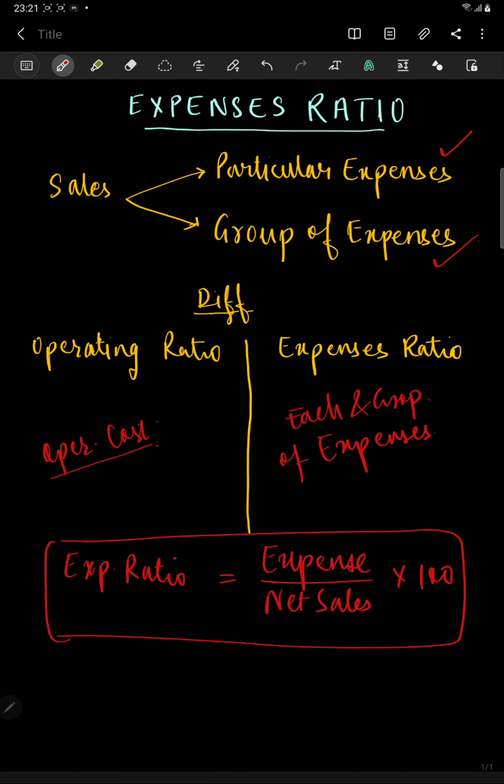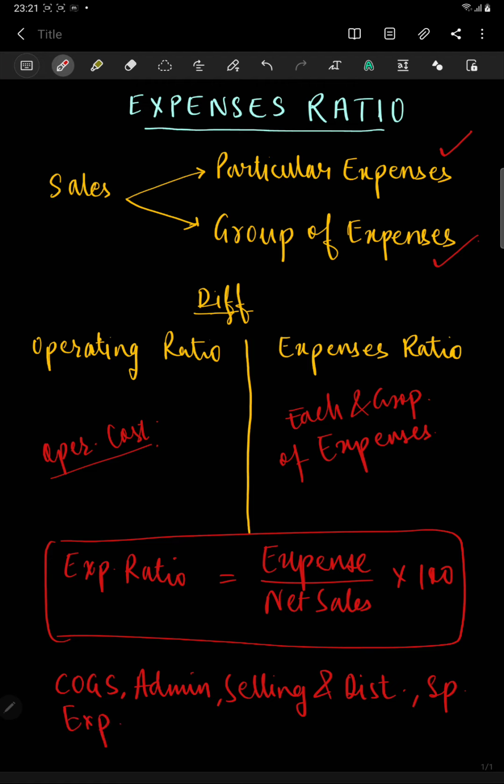Now you'll ask me, in general, what comes under expenses. So basically under expenses, first is cost of goods sold. Then you can consider admin expenses. Then selling and distribution expenses that you have incurred. Then you can say some specific type of expenses which could vary for different companies. So this is the basic concept of expenses ratio.